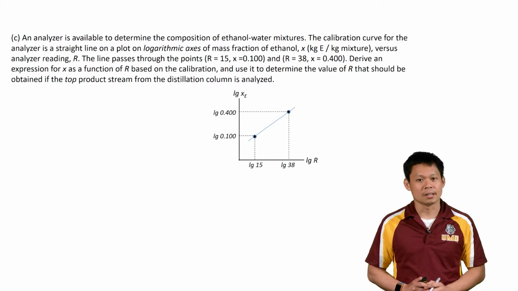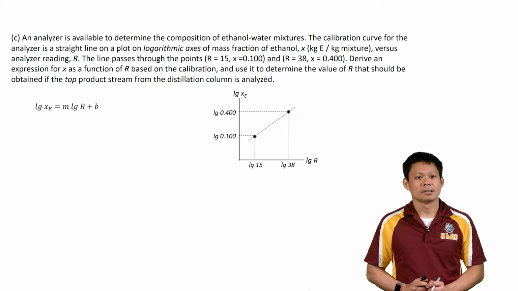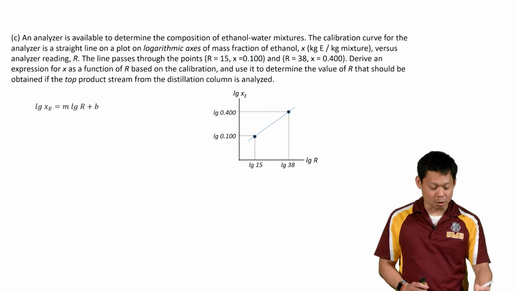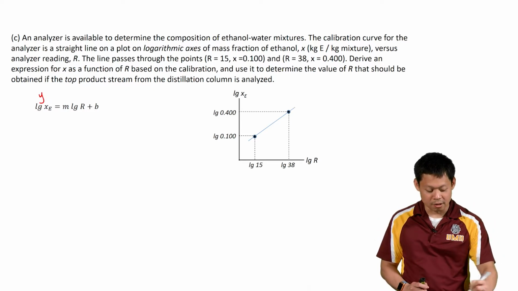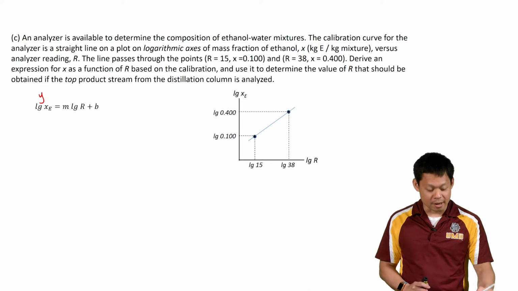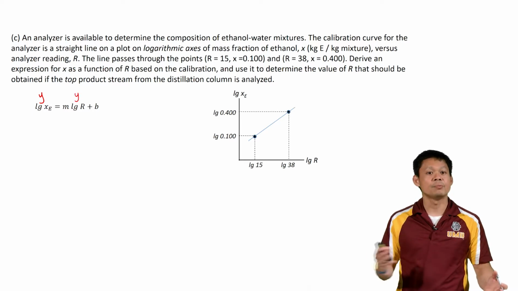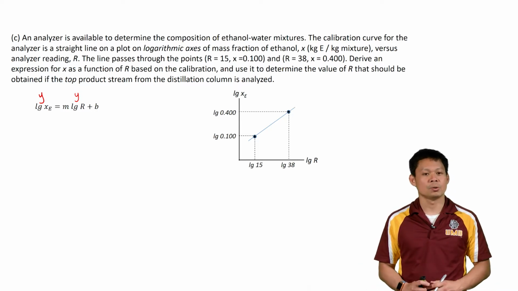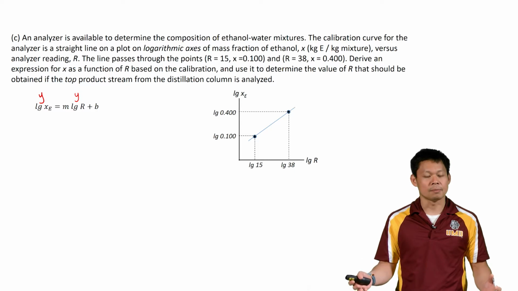What we have is a straight line, so we can write an equation for this straight line. The equation for a straight line is y equals mx plus b. What is our y? Our y is log of Xe. What is our x? Our x is log of r. And so we have an unknown m and an unknown b. What we are trying to do is develop a calibration equation, x as a function of r.